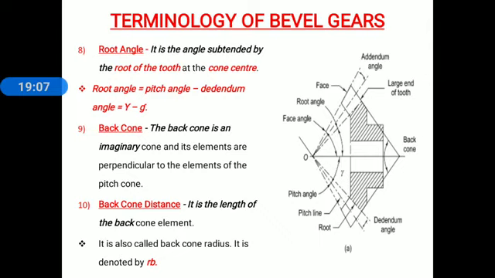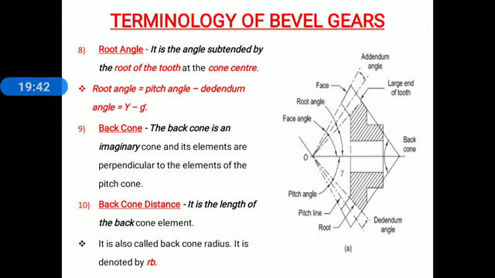Back cone is clearly shown in this sketch. Back cone is an imaginary cone, and its elements are perpendicular to the elements of the pitch cone. And the last point in the terminology, back cone distance. Back cone distance is the length of the back cone element, and it is also called back cone radius, and it is denoted by letter R suffix B.